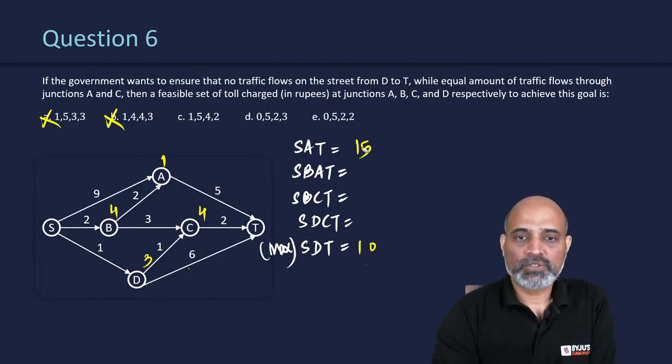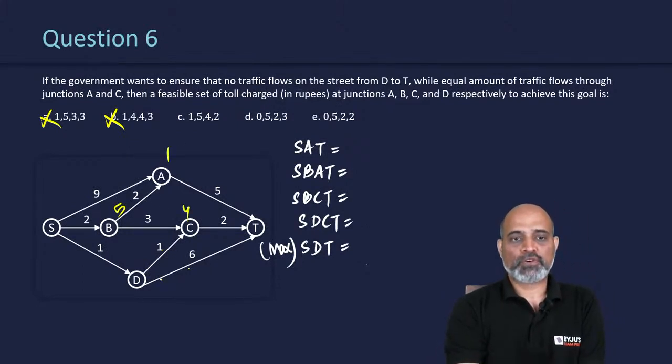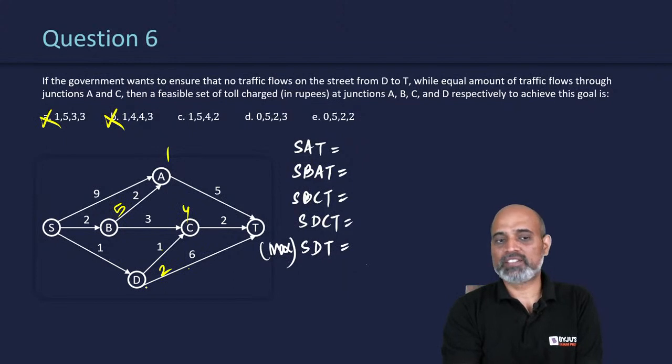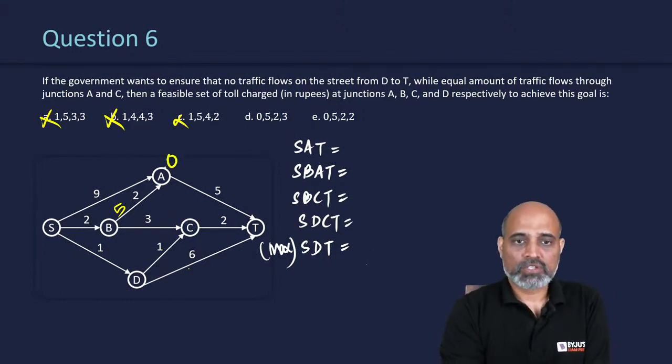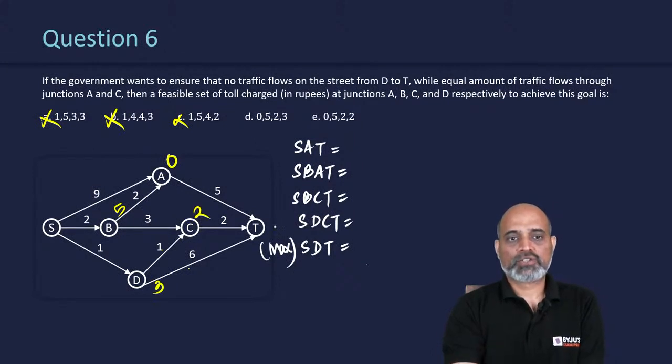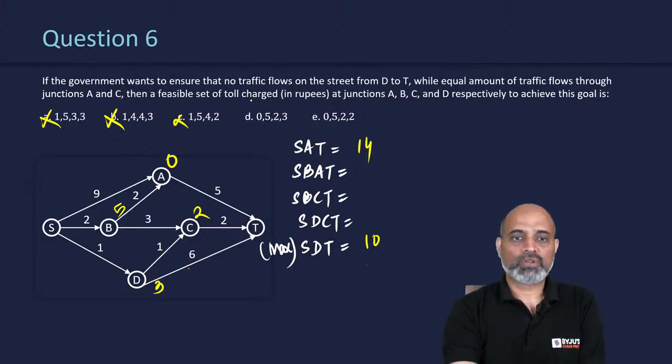Okay, let's use the next option, which is 1542. So 1542. The moment I take 2 over here, you can really realize that this is just going to be 9, whereas SAT already has 15. So this one will also not make sense. Let's try the next one. 0523. So this is going to be 14. For SDT, this is going to be 10. So this also will not work.